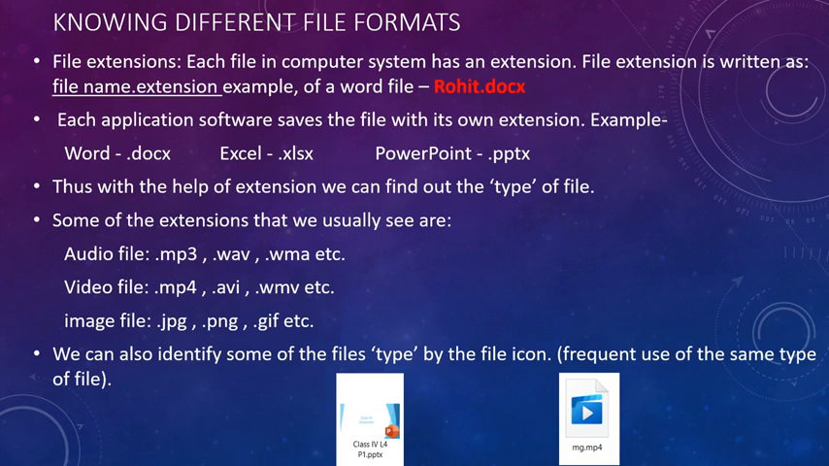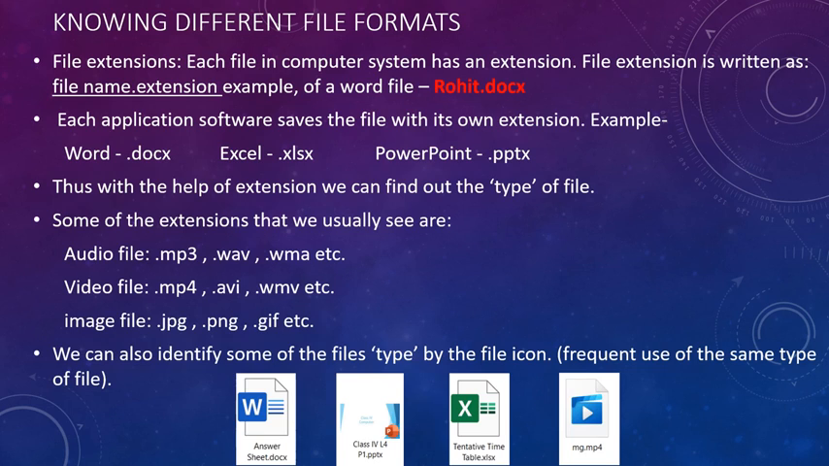We can also identify some of the file types by the file icons. With frequent use of the same type of file, if we are using any type of files frequently, we can make out the type with the icons also. You can see two icons are showing. One is for PowerPoint, the first one, and the second one is for MP4. Another one is for a Word document, and this is for an Excel document. So this is how extensions help us to find out the type of file we are working with.